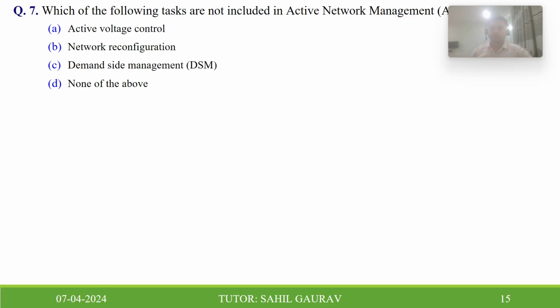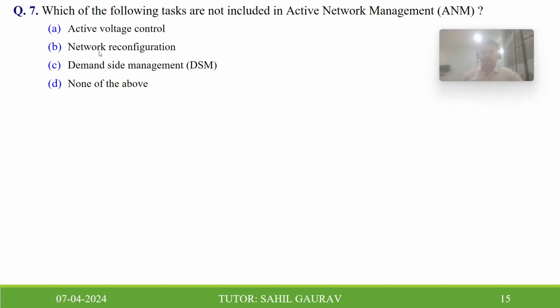Now let us come to the next problem. Which of the following tasks are not included in active network management? The options are active voltage control, network reconfiguration, demand side management, and none of the above. For this problem, I will just give you the answer, and you can look upon active network management. Active voltage control, network reconfiguration, and demand side management all come under active network management. So these are not the true option. None of them will be the correct answer for problem number 7.